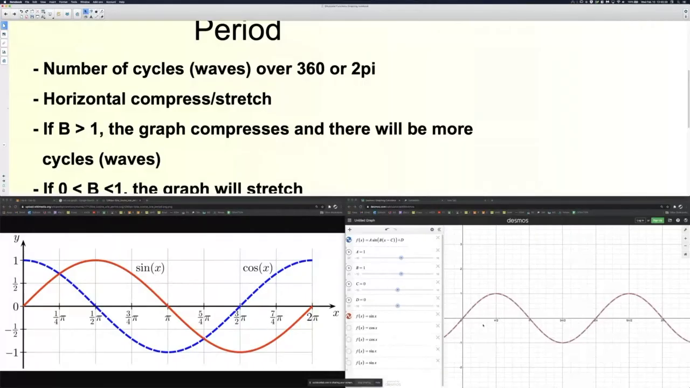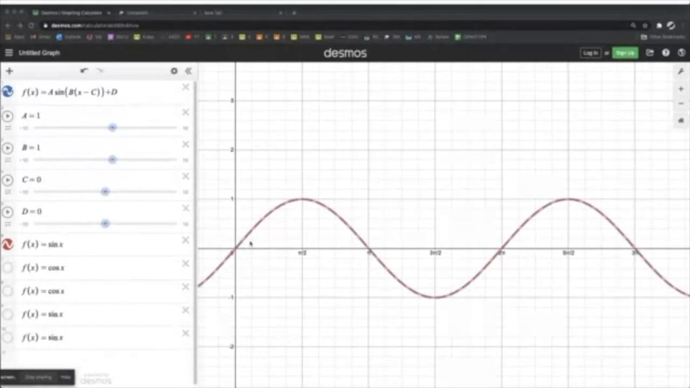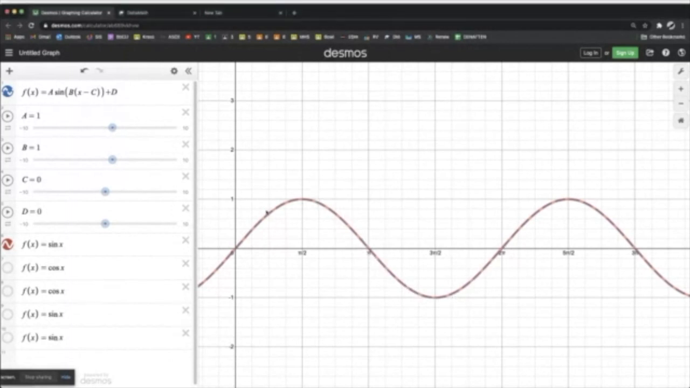So if you look at our graph here in the bottom right, 0 is here. That's the origin. And we go to 2 pi over here. You see we have one full cycle. A full cycle goes from the maximum back to the midline, to the minimum, and back to the midline. So you see that? That's one cycle. So up, down, and back. So we have one cycle between 0 and 2 pi. Well, that's because B is 1.